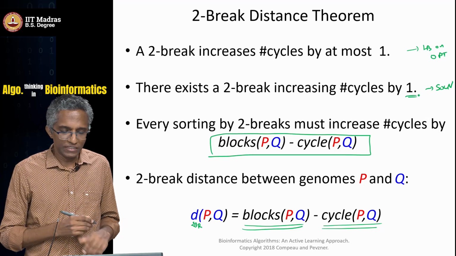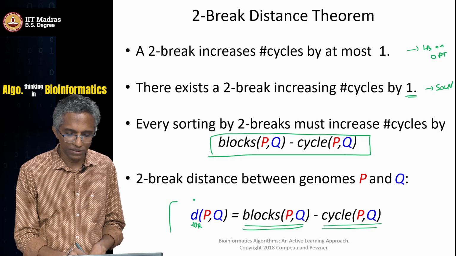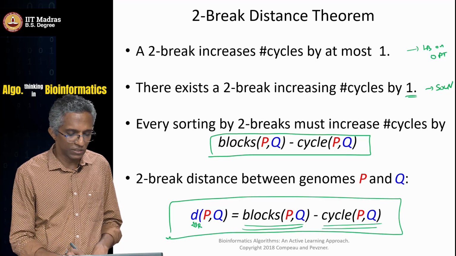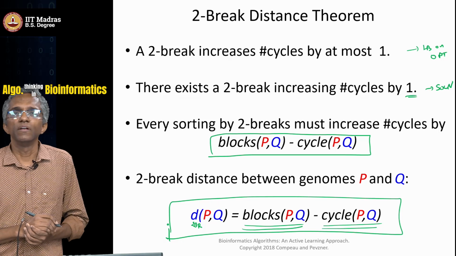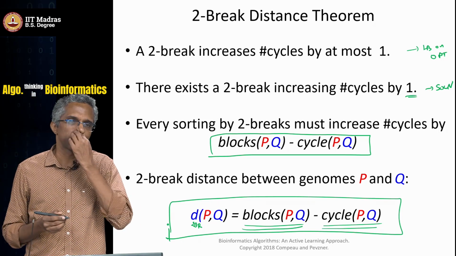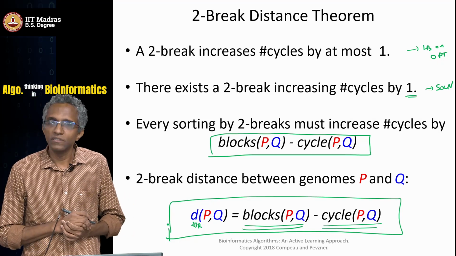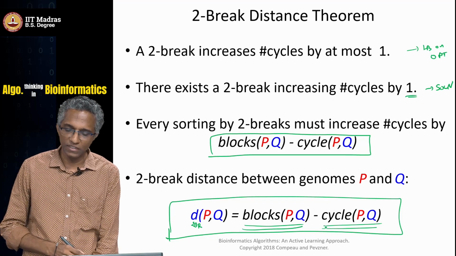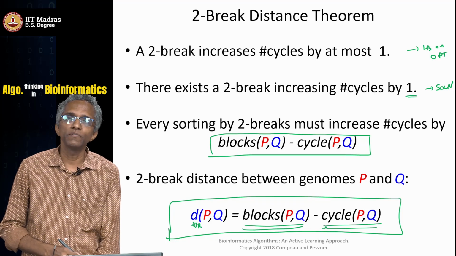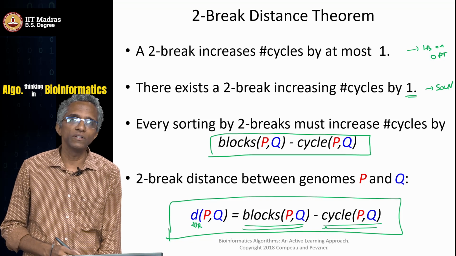So, the 2 break distance theorem is essentially this formula here that shows that the 2 break distance between p and q is equal to the number of synteny blocks in p and q, the common synteny blocks in p and q, minus cycles of p comma q, which is calculated as the number of cycles in the breakpoint graph of p comma q using only the blue and the red edges.